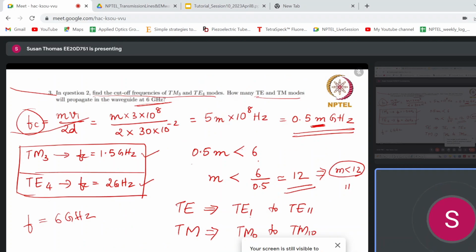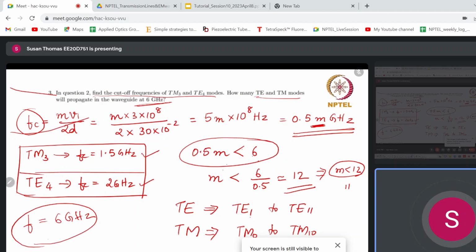So the idea here is very clear. Any cutoff frequency less than this particular operating frequency will propagate. So based on that, you find the value of m. We see that m is less than 12, which means m can be up to 11, from which we write the TE and TM modes.